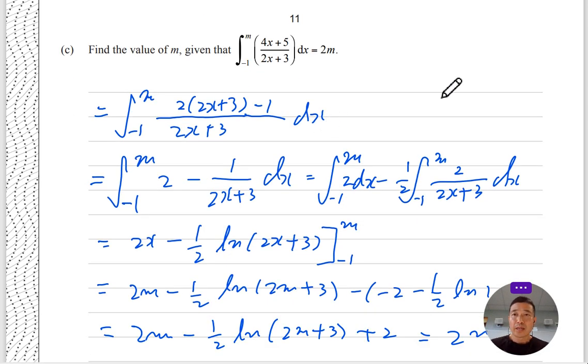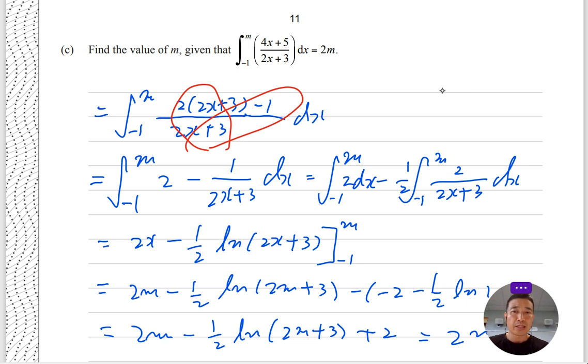In question C, find the value of m given that, so you needed this skill set. The denominator is 2x plus 3, so 4x plus 5 is 2 lots of (2x plus 3) minus 1, isn't it? So when you expand that, you get 4x plus 5. Then you split like this. It's a bit of algebra, isn't it? So 2 minus 1 over 2x plus 3. And then you plug in m and negative 1.